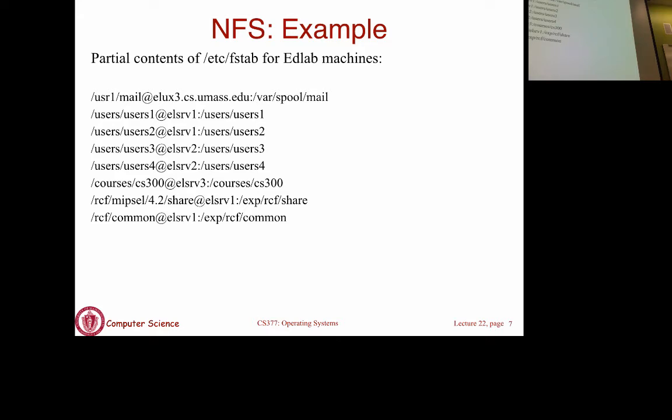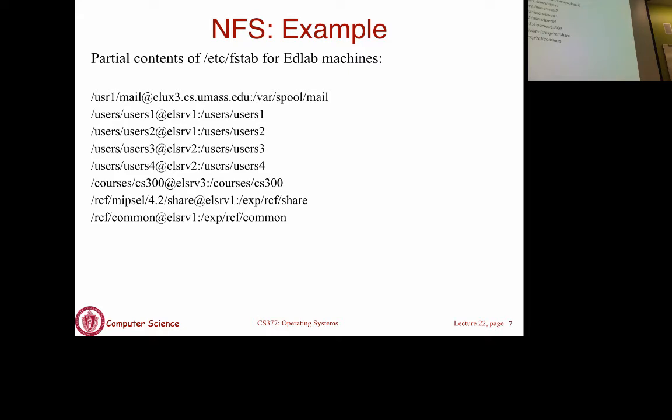So here is an example of a typical EdLab machine, and this is how the mappings are set up. This is the configuration file that sets up those mappings at boot time. The mechanism I was showing you is actually in here. You see /courses/CS300 on EdLab server 3 is mapped to /courses/CS300 on my local disk. I have a directory called /courses/CS300, which is an empty directory. If on that EdLab machine I go into that directory, all requests are actually getting mapped to this remote directory on that server.